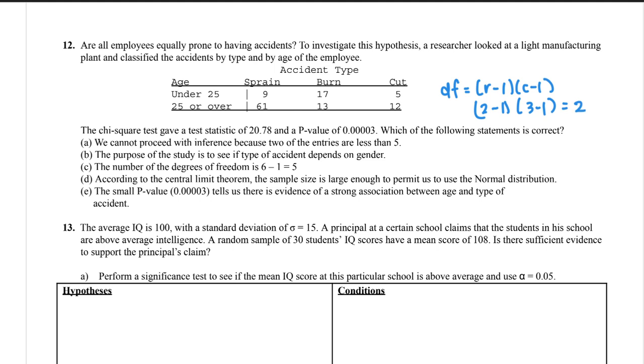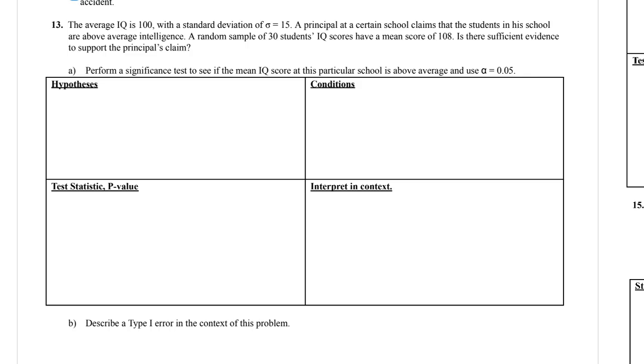D, according to the central limit theorem, I already know that this is incorrect because we don't use the central limit theorem for chi-square test, and we don't use a normal distribution, which means that E should be correct, but let's just check. Small p-value tells us there is evidence of a strong association between age and type of accident. That is correct because when we're doing a chi-square test, our null hypothesis is that there's no association between the variables, and the alternative is that there is an association.